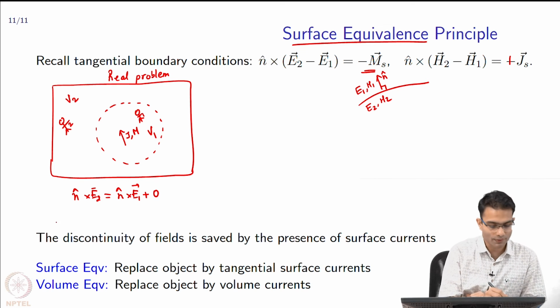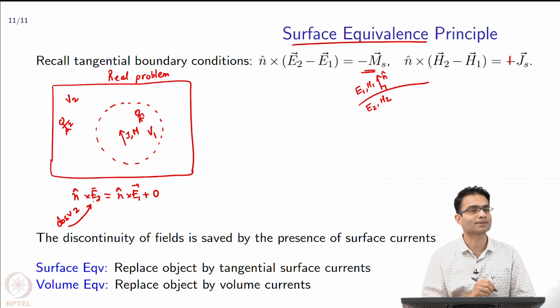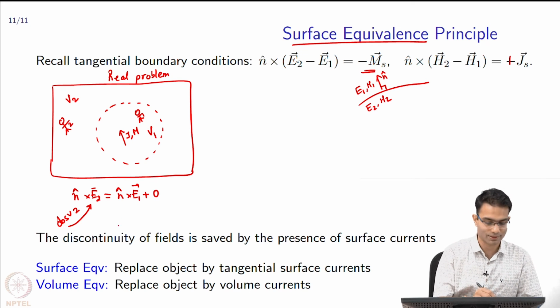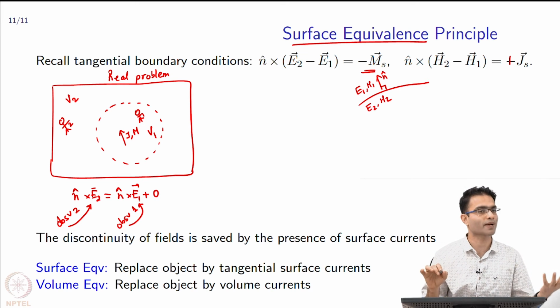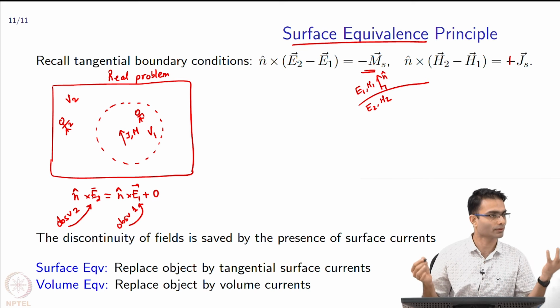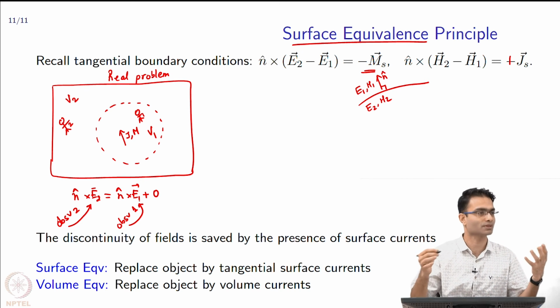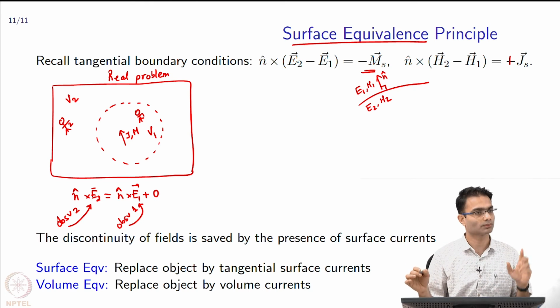Okay. So, observer 2 has access to this n cross E2, and observer 1 has access to this, and they compare n cross E2 and n cross E1. What do you expect the answers to be? They will agree. Even though I have created a hypothetical surface, boundary conditions should still be valid. So, they will agree, no problem.